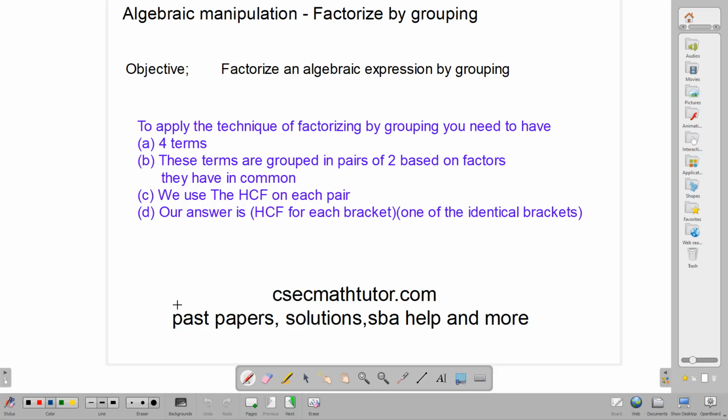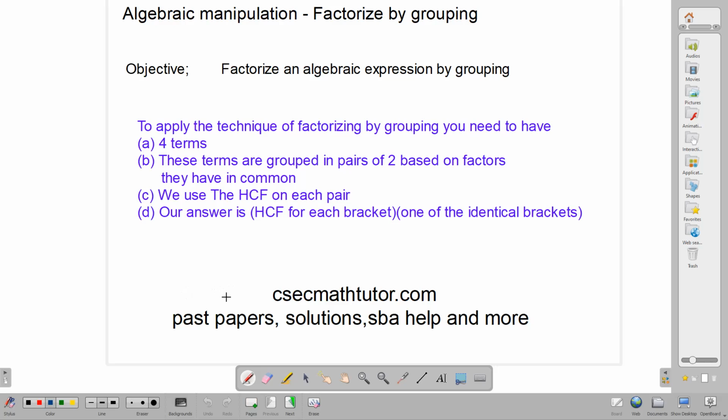In today's video, we are going to be talking about how to factorize an algebraic expression by grouping. To apply the technique of factorization by grouping, we need to have four terms. And once we have our four terms, we group those four terms in groups of two and look at those terms to see what they have in common. We factor out those things that are in common, and at the end of it, we group our factors in one bracket, and given that the other two brackets are the same, we write that other bracket.